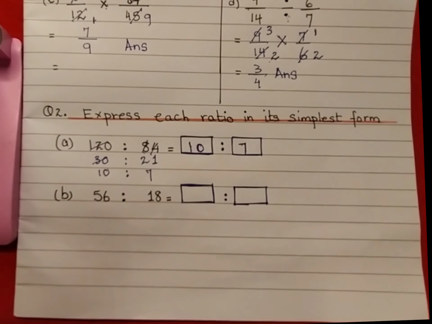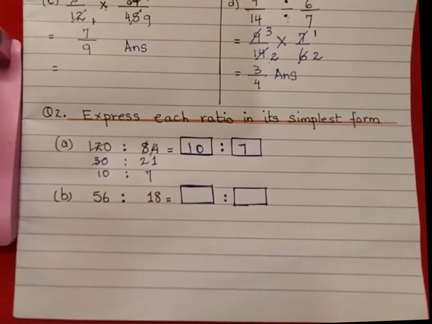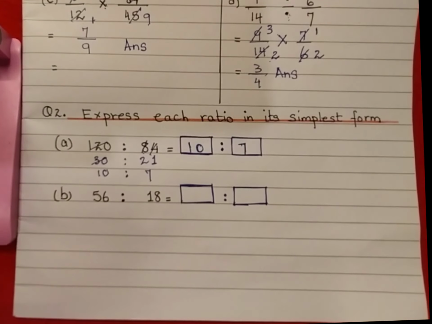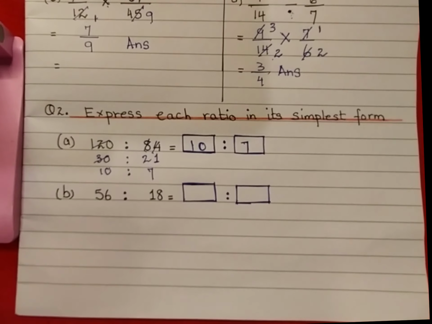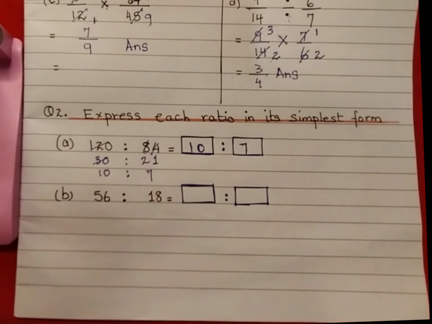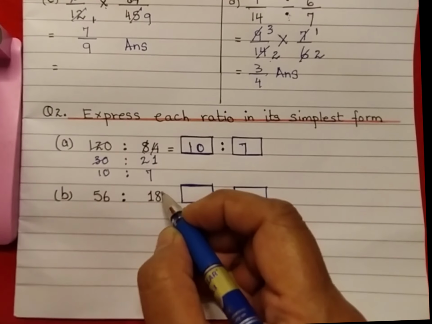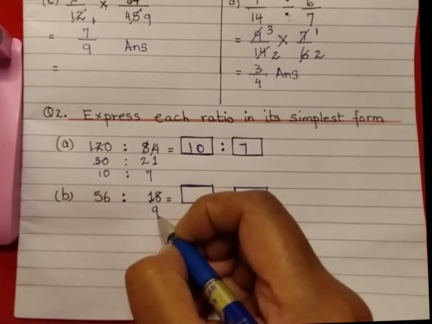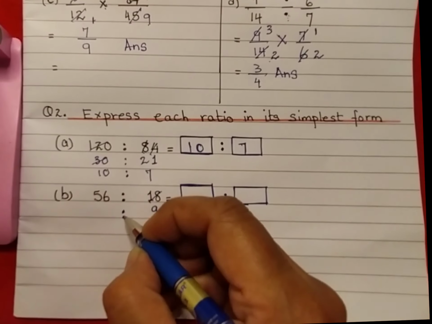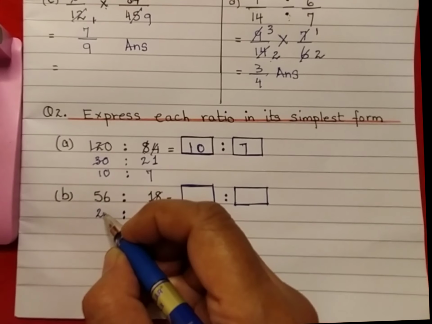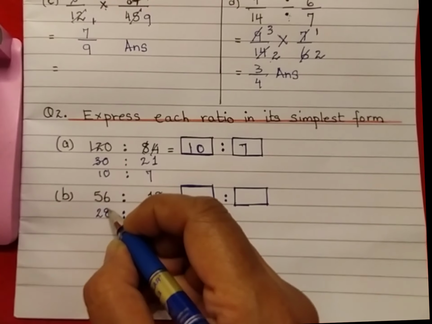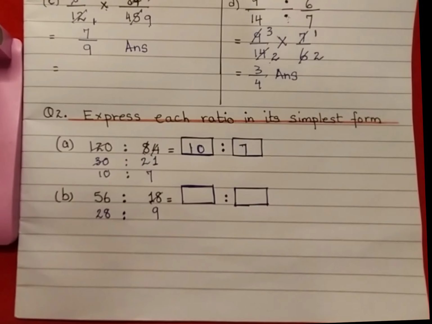Moving ahead with the second question here. 56 ratio 18. You can take the 2 times table. So let's try with the 2 times table. 2 times 9 is giving us 18, and 2 times 28 is giving us 56. 2 4s are 8 and 2 8s are 16.